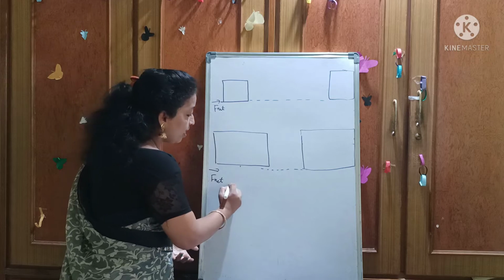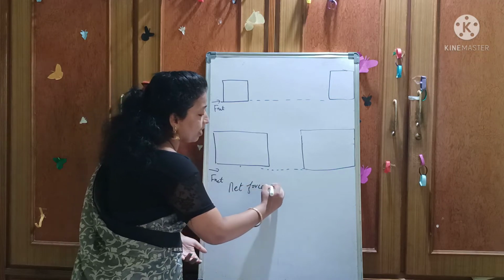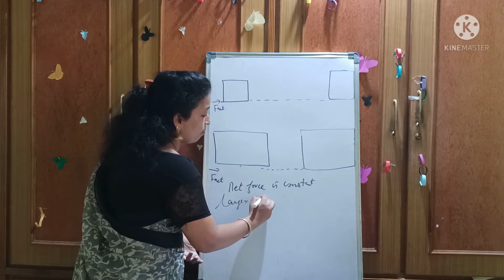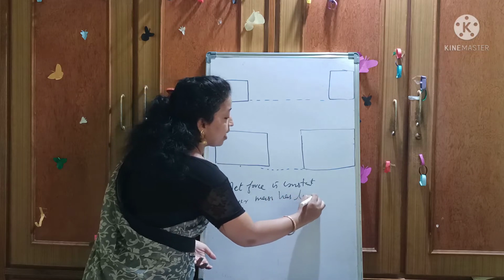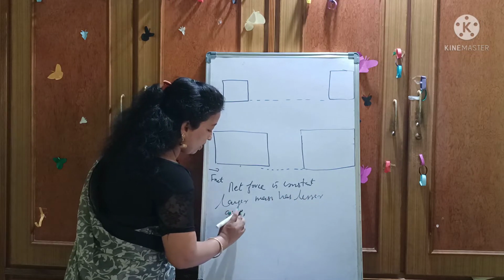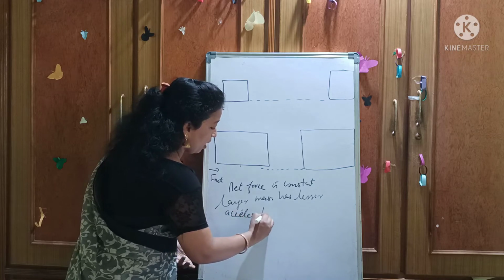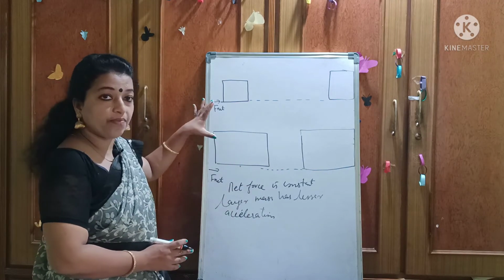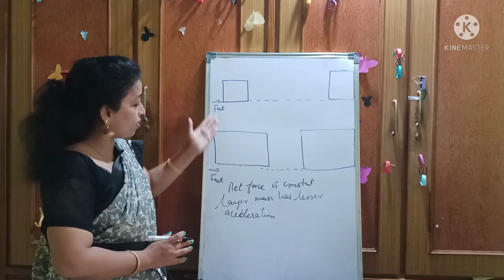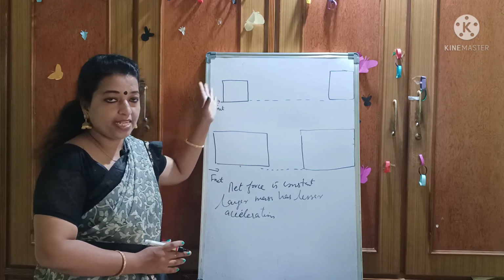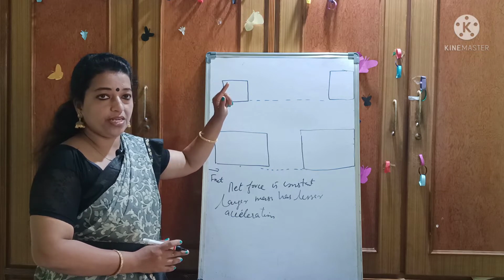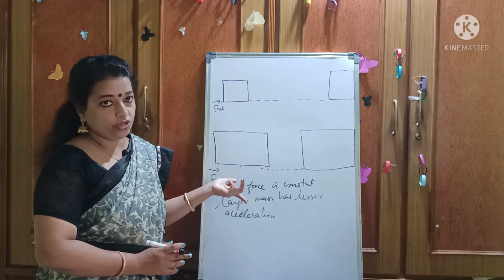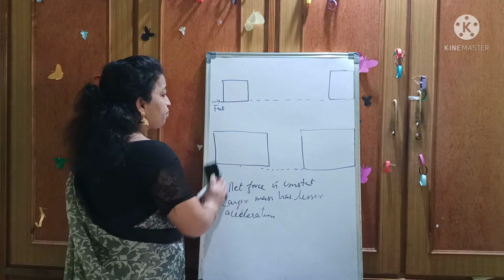Here the net force is constant, so what happens? Larger mass has lesser acceleration. Can we say that? Larger mass has lesser acceleration when the net force is constant. Understood these two cases? In the first case, mass is constant, so net force is directly proportional to acceleration. In this case, the net force is constant.